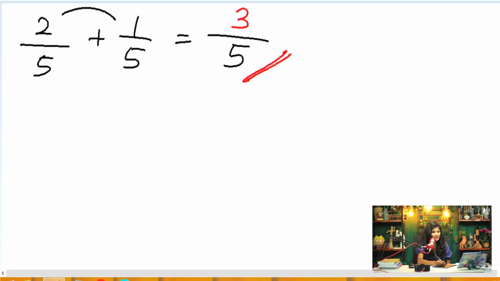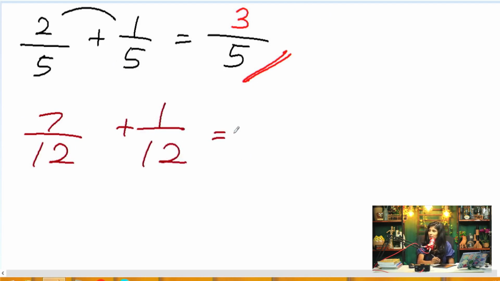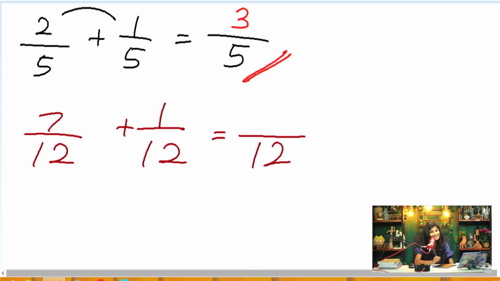Okay. So, our next question is 7 over 12 plus 1 over 12. What is the denominator here in both fractions? Yes, that is 12. We will just write that 12 here. And as the common denominator is there, we are going to add the numerators together. So 7 plus 1 is 8.